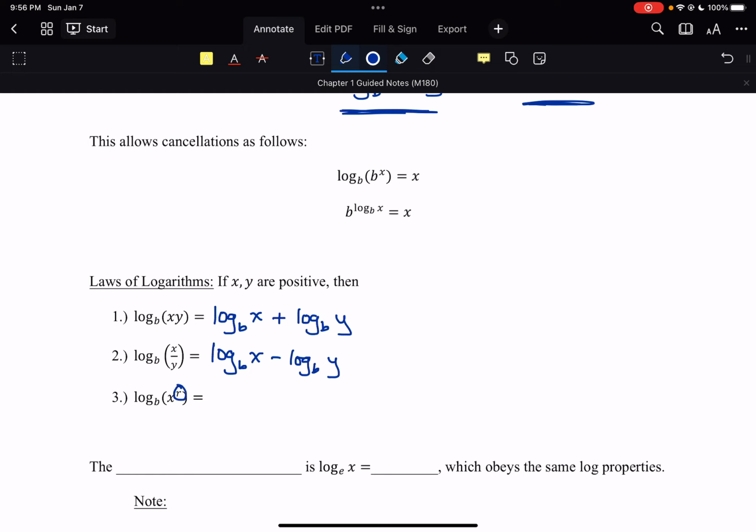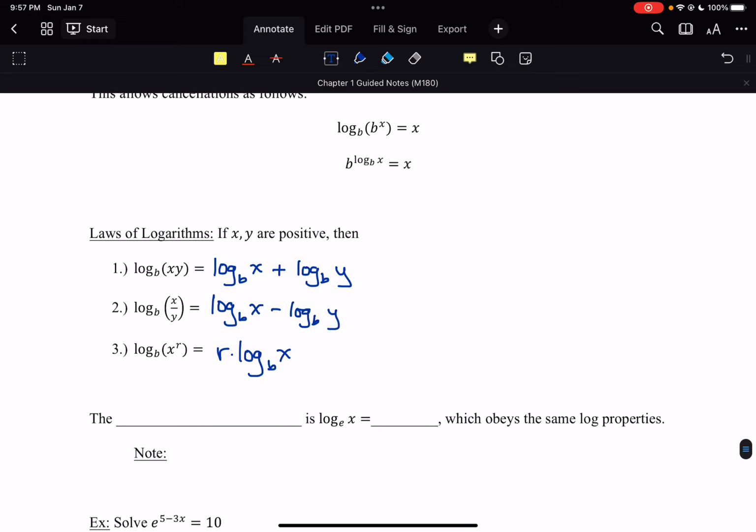And this one, if you have log base b of x to the r, remember before when you had a power raised to a power, it turned into multiplication. This one does something very similar. You have a power here. It's going to become r times log base b of x. This one will come in very handy. We'll use this one pretty frequently. But basically it allows you to bring that power down to the front of the logarithm. So these are the logarithm laws.